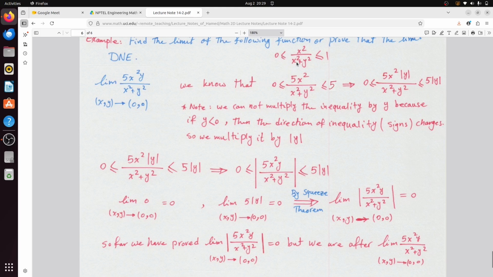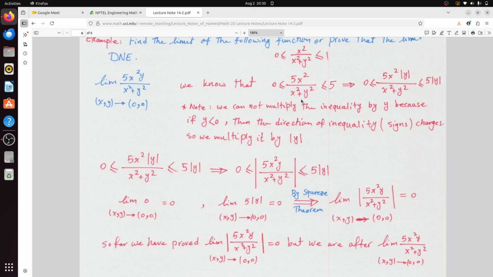So 0 less than or equal to x square plus y square less than or equal to 1. We know that 0 is less than or equal to 5x square by x square plus y square, which is less than or equal to 5. So this will imply that 0 less than or equal to 5x square mod y by x square plus y square less than or equal to 5 mod y. Note we cannot multiply the inequality by y, because if y is less than 0 then the direction of the inequality sign changes. So we multiply it by mod y.